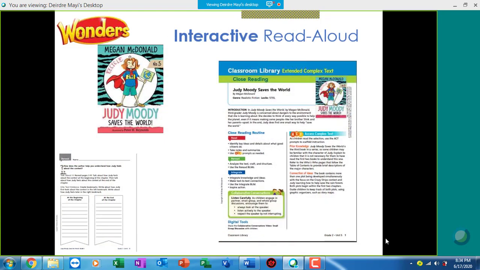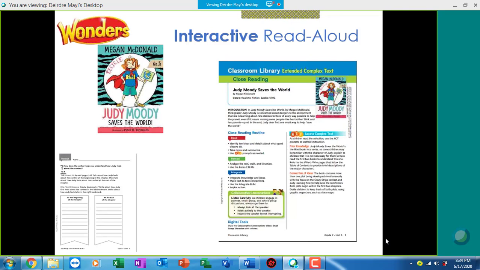Now, previously, I mentioned that your interactive read alouds would happen through the use of the trade book. So as you look on the screen, you're going to see Judy Moody Saves the World. That goes very nicely with that essential question about being good citizens. Digitally, here's what we've done for you.